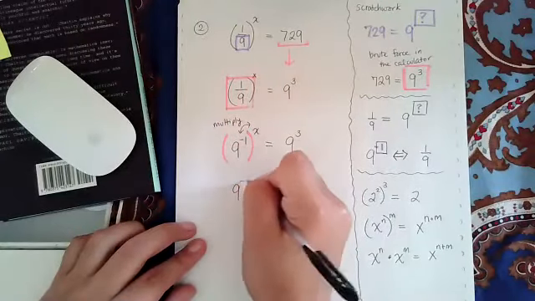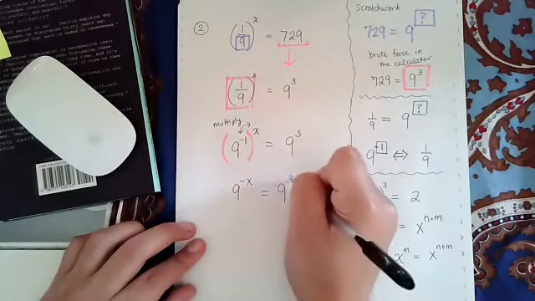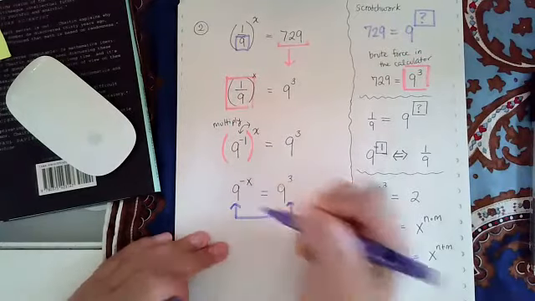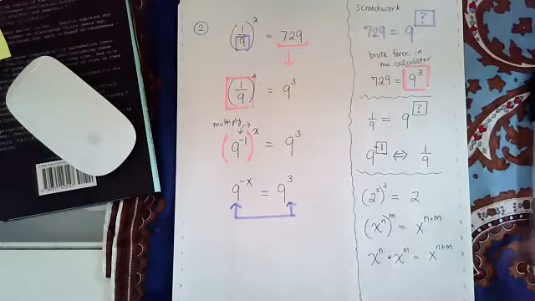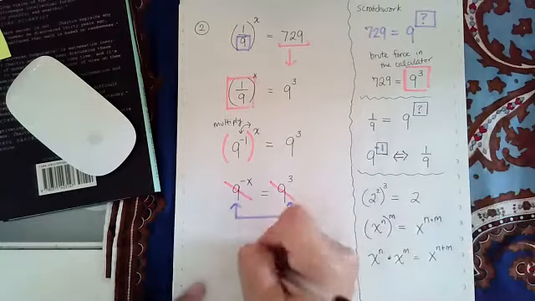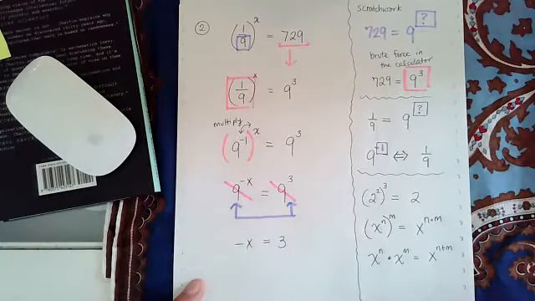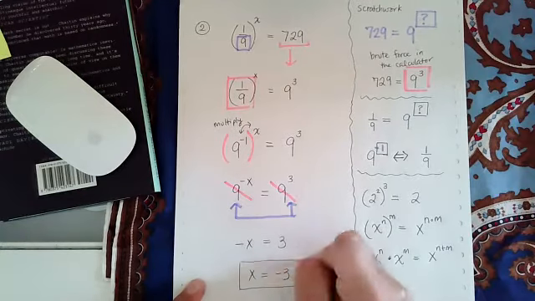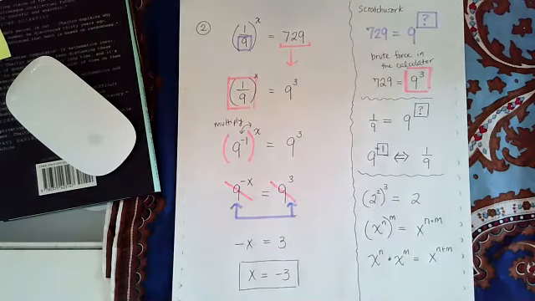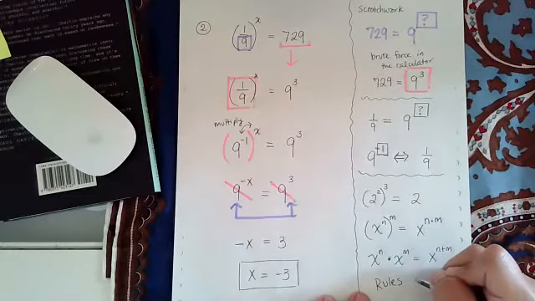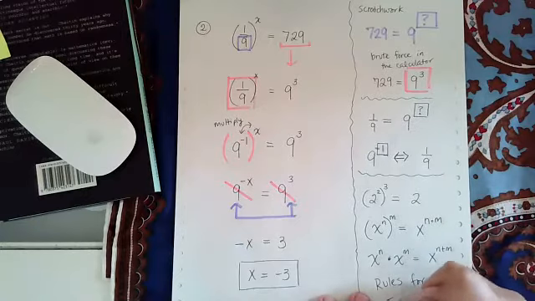So we have 9 to the -x power is equal to 9 to the third power. So that these bases now match, which means that their exponents need to be equal to each other. So -x is equal to 3, which implies that x is equal to -3. So we'll want to remember our rules for exponents as we solve some of these problems.